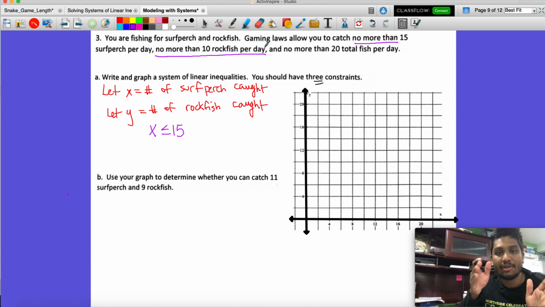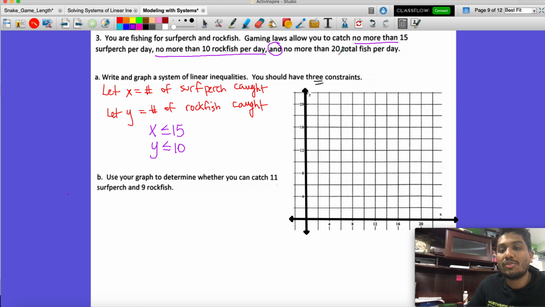Notice how it's separated by a comma, right? They went from talking about surf perch to now focusing on rockfish, and it says that we cannot get more than 10 of these a day, right? And no more than 20 total fish. Now that is the difference between the inequalities.